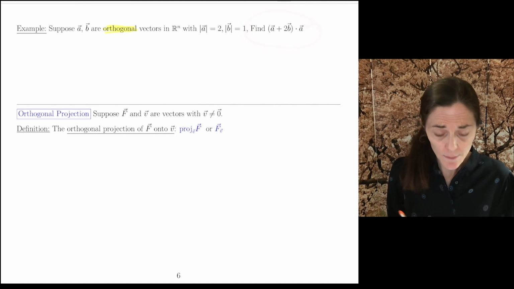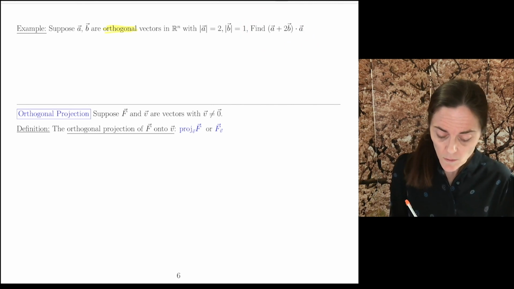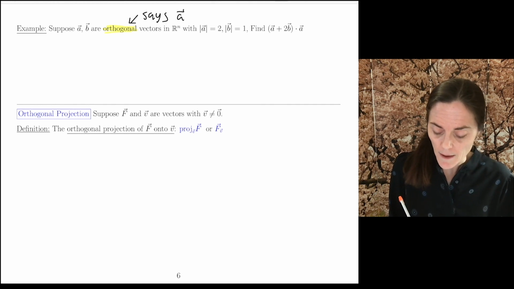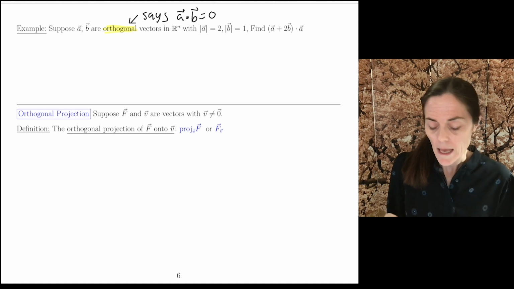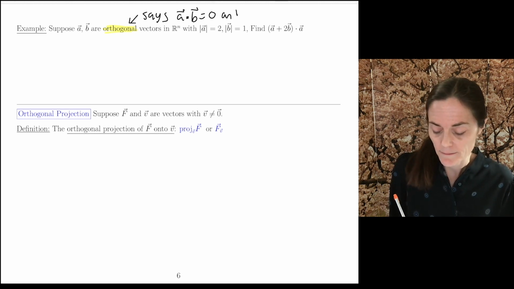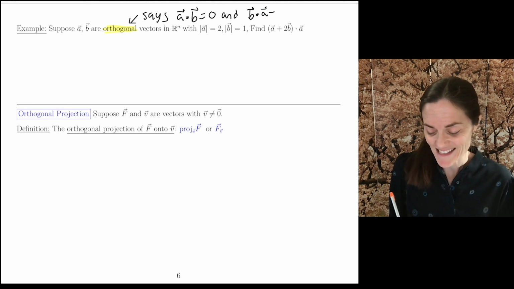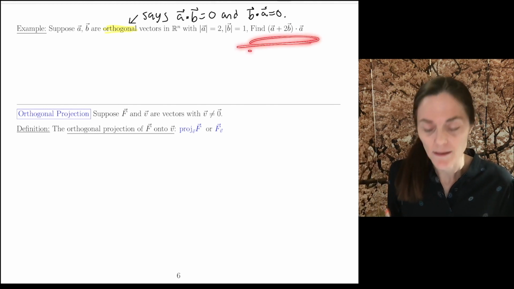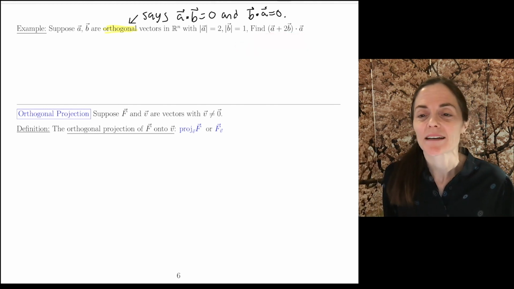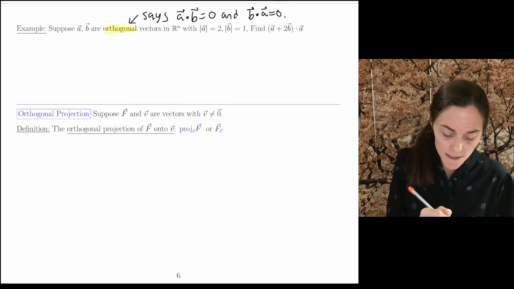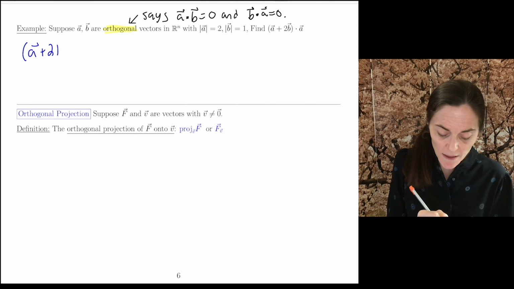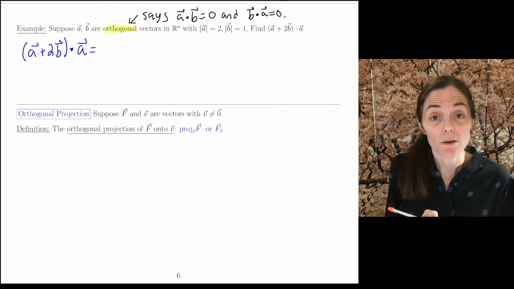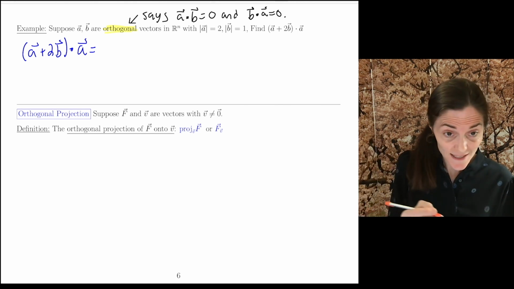But because A and B are orthogonal, what does this mean? This part says A dot B is 0. Equivalently, it says B dot A is 0. So if we take the dot product in either order, somehow expanding this, then we get 0. This is what we will use here. Now, what we want here is this dot product. We have A plus 2B dotted with A. So I can use, how do you distribute a dot product across a sum?